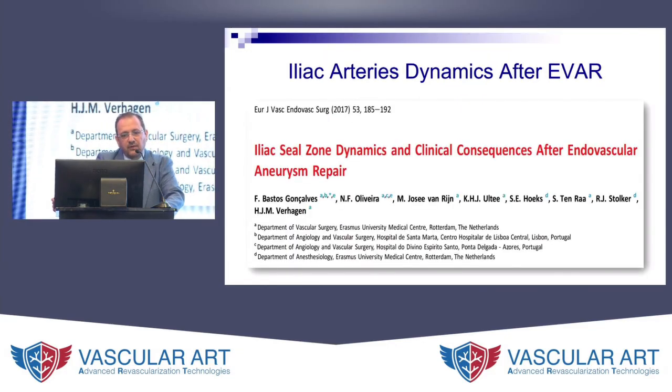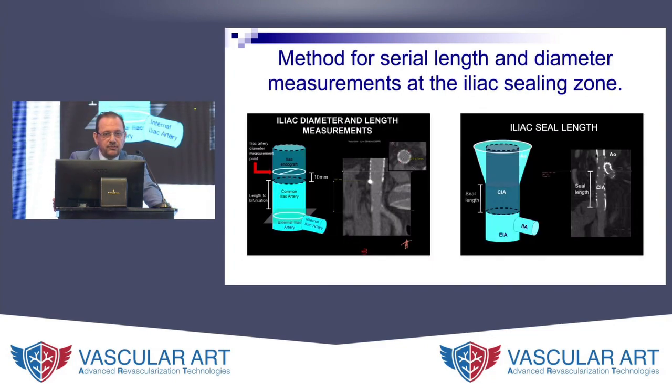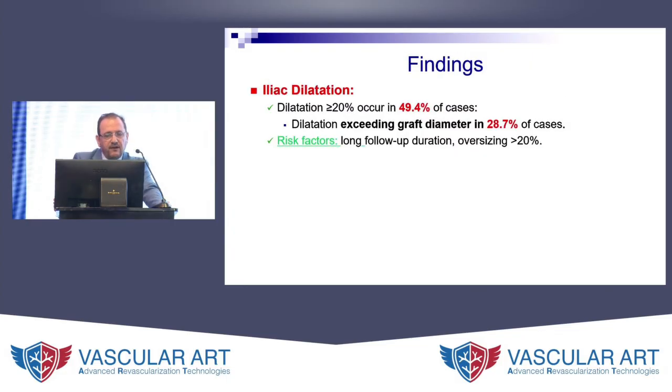This is a very nice paper. They looked at the dynamics of the iliac artery after EVAR placement, using serial length and diameter measurements at the iliac sealing zone. They measured the distance between the distal end of the EVAR and the iliac bifurcation, and followed up these patients preoperatively and after the procedure. They found that dilatation of the iliac artery of more than 20% happened in about 50% of cases, which is very large. Dilatation exceeding the graft diameter happened in about 28%, still a large number. The risk factors are again long follow-up and oversizing more than 20% in the iliac arteries.